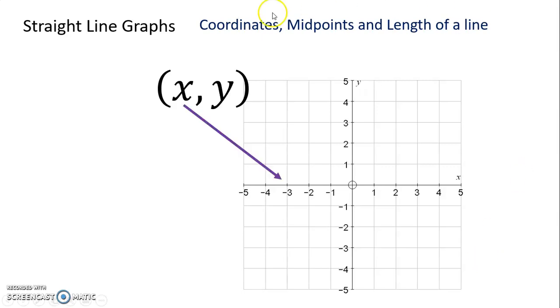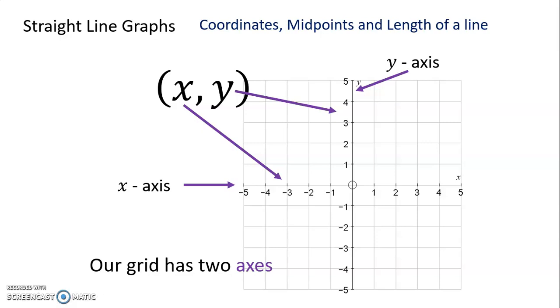You have a pair of coordinates given to you in brackets with a comma in between the two. The first number in your bracket is the x coordinate, and this is the x-axis right here. And then the second number in your bracket is the y coordinate, which tells you where we are on the y-axis just here. This bit right here where there's a circle, this is the coordinate 0, 0, and sometimes that gets called the origin. Okay, so our grid has two axes, the x-axis and the y-axis.